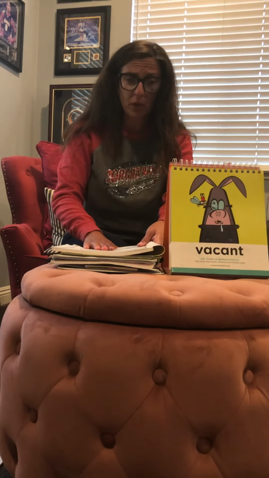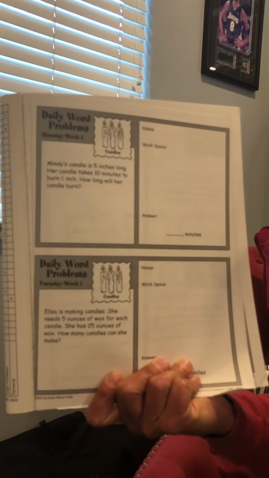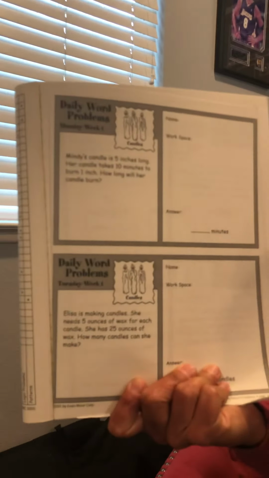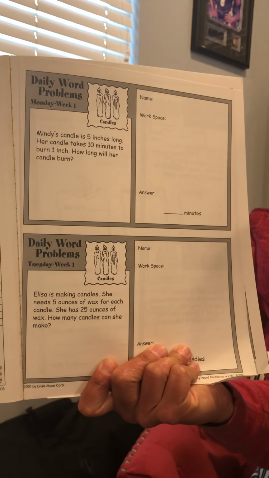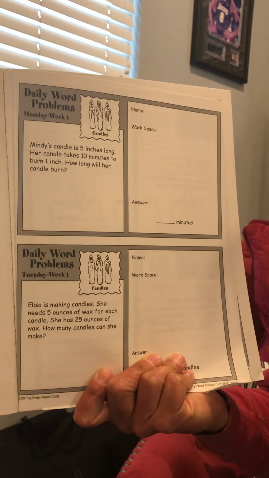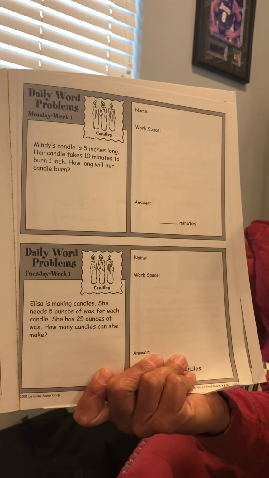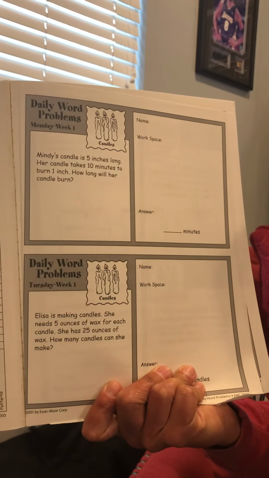Okay, I'm also gonna be doing word problems of the day. And this word problem, can Jordan zoom in? Just on Monday. Mindy's candle is 5 inches long. Her candle takes 10 minutes to burn 1 inch. How long will her candle burn? All you're gonna need for this is just a piece of paper, and you can do the problem. We'll go over the answer today at 2. Okay, all right, stay close to me, Jordan.